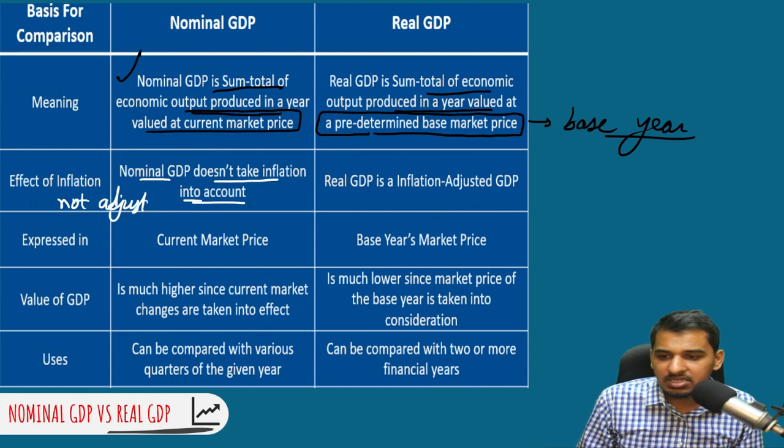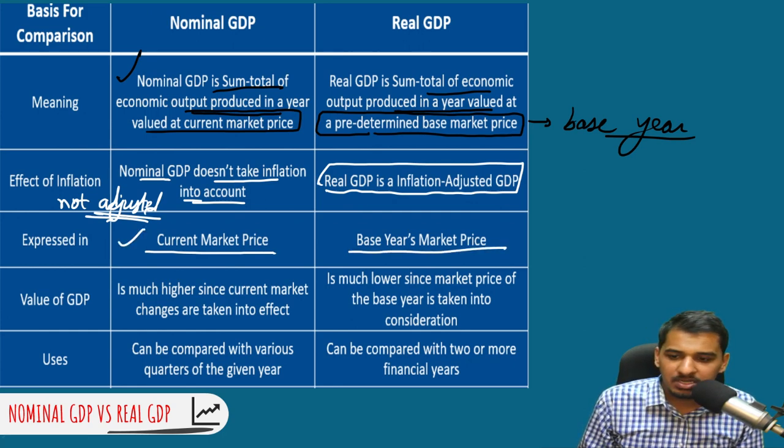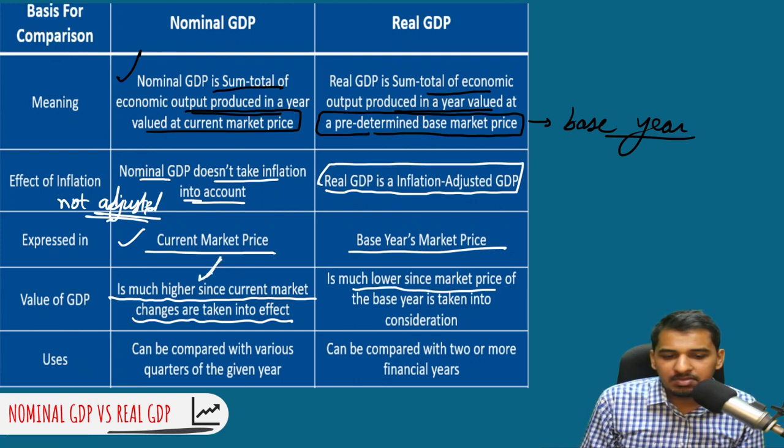Inflation is not adjusted here; here inflation is adjusted. Real GDP is an inflation-adjusted GDP. Nominal GDP is expressed in the current market price, whatever the current market price is, while real GDP uses the base year's market price. The value of nominal GDP is much higher since current market price changes are taken into effect, because inflation is generally positive in nature. The value of real GDP is much lower since the market price of the base year is taken into consideration.